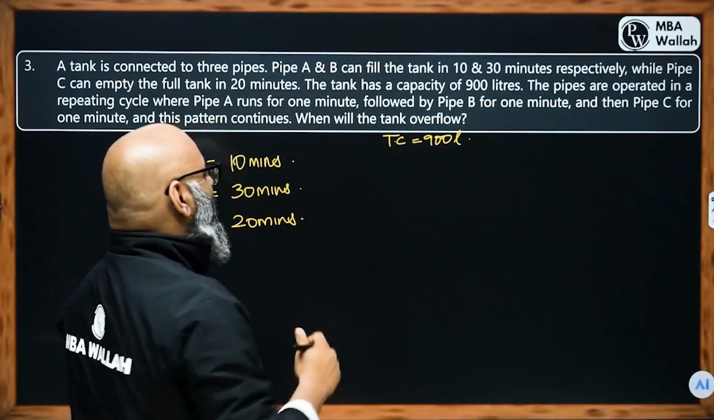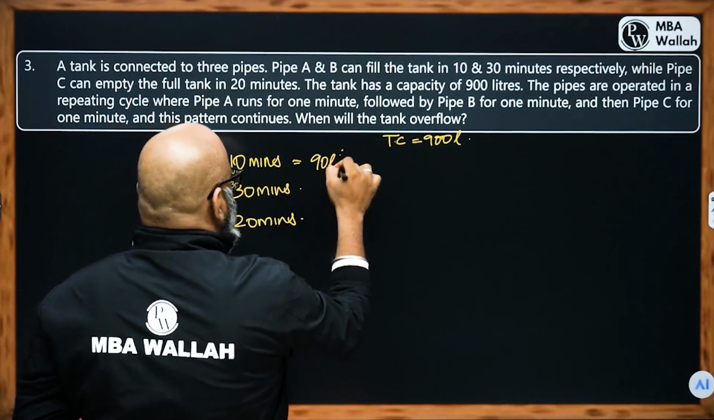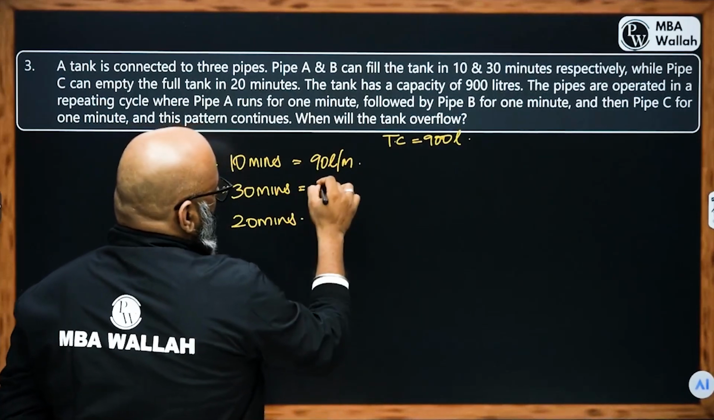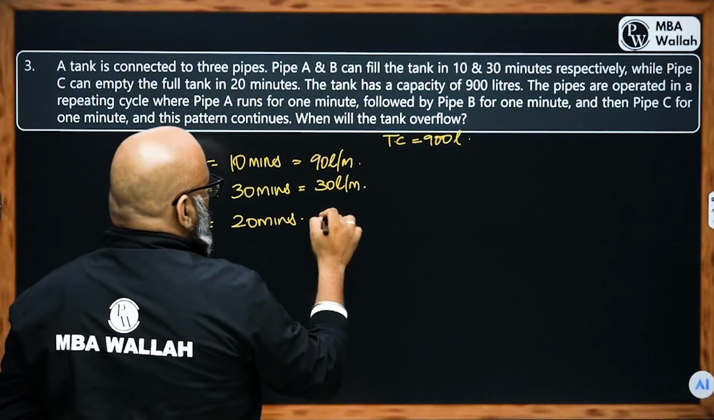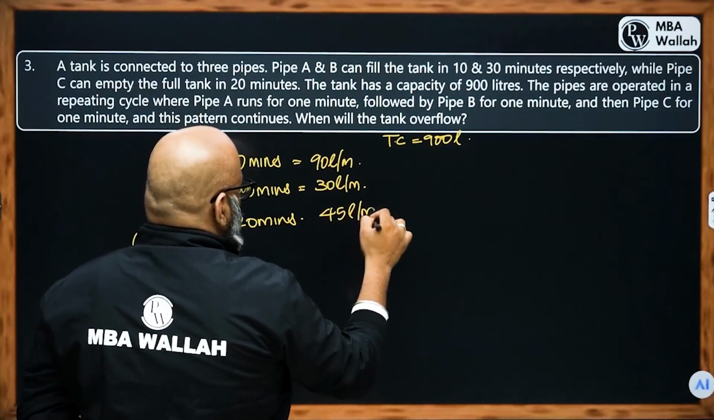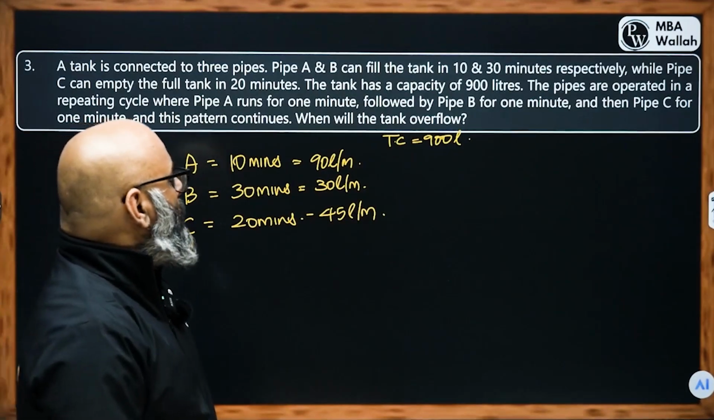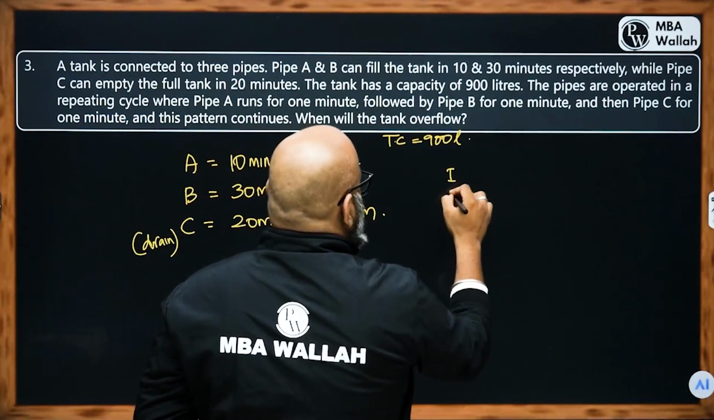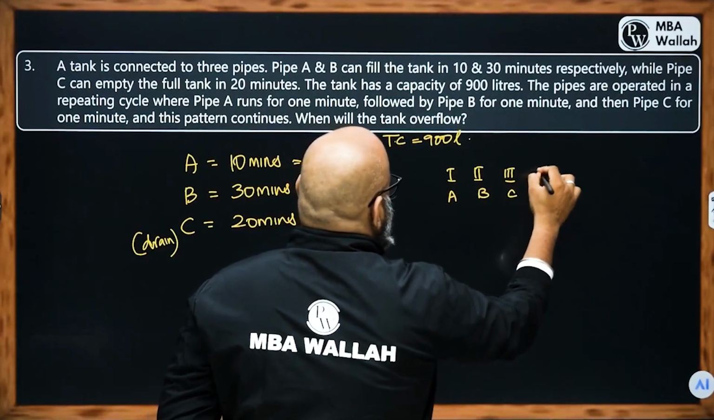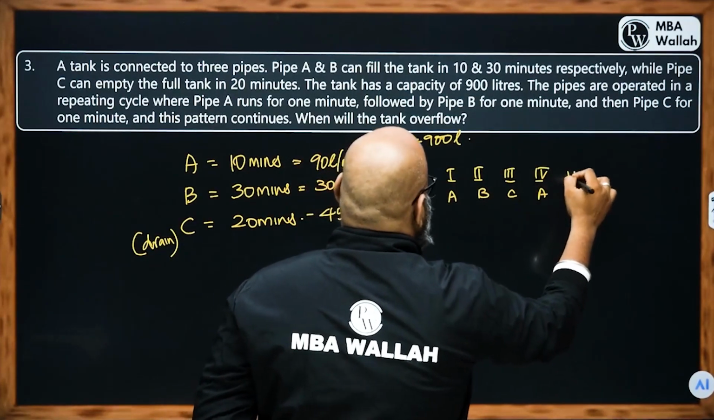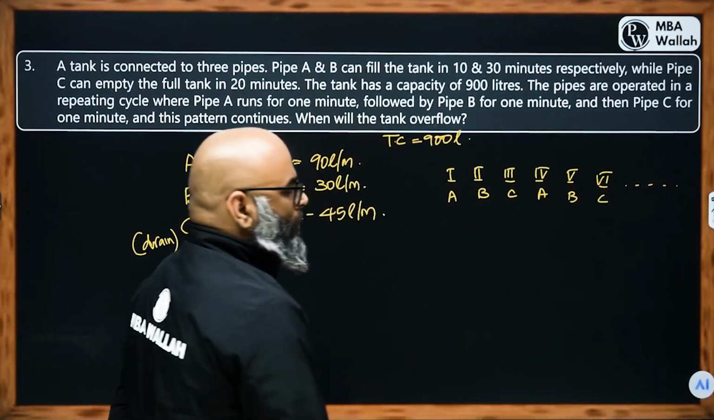And that can be filled by A in 10 minutes, which means A is capable of giving us 90 liters per minute. B can give us 30 liters per minute. C will be 45 liters per minute. But that's a drain pipe, which will be minus 45. So first minute, we have A. Second minute, we have B. Third minute, we have C. Fourth minute, again A. Fifth minute, again B. Sixth minute, again C. And so on.